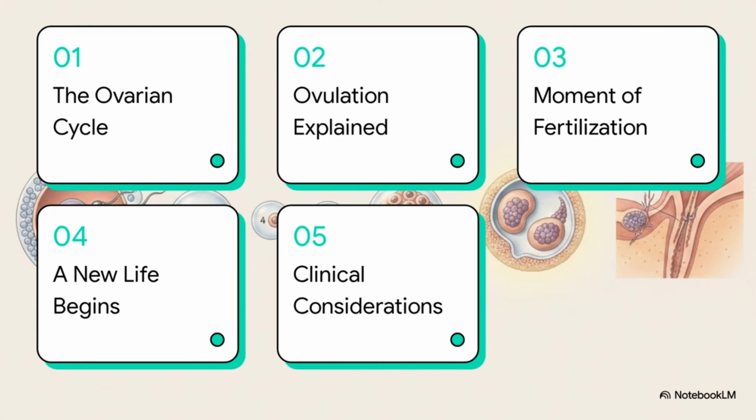So here's our roadmap. We're going to break this down into 5 parts. First up, we'll look at the hormones controlling the ovarian cycle. Then we'll zero in on ovulation itself. After that, we'll get into the nitty-gritty of fertilization, see what happens right after, and we'll wrap up by touching on some important clinical stuff you should know.